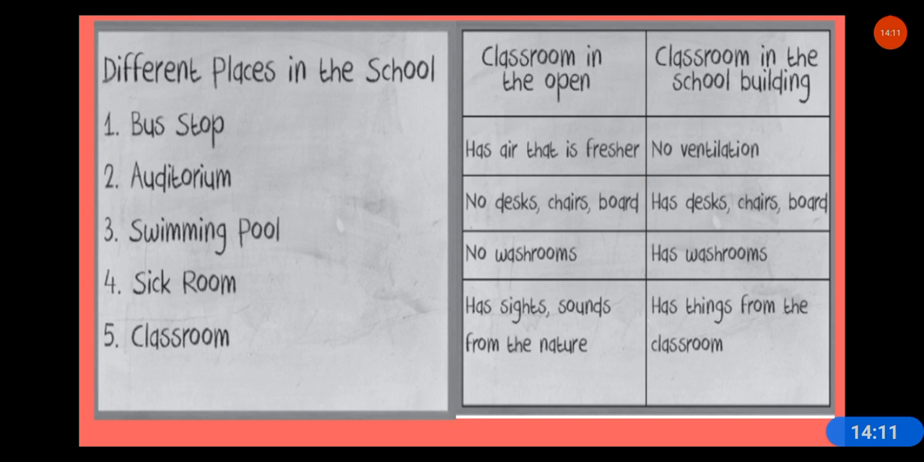Classroom in the open. Earlier, there were two types of classrooms: classroom in the open and classroom in the school building. A classroom in the open has fresher air, no desks, chairs, board or washrooms, and has sights and sounds from nature. Now the classroom in the building has no or less ventilation, has desks, chairs, board, washroom, and other things from the classroom, right?